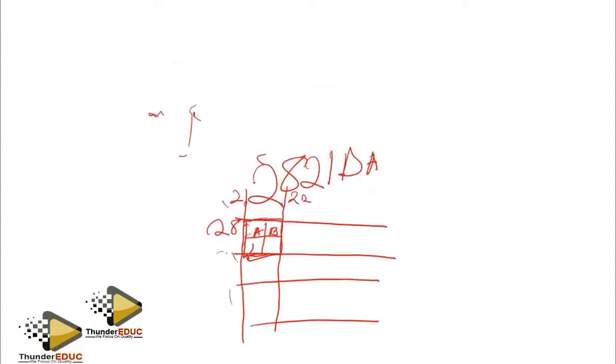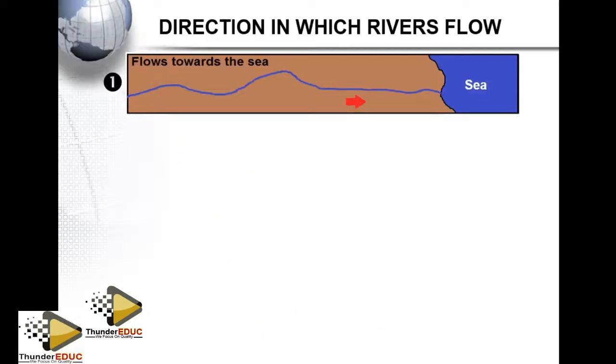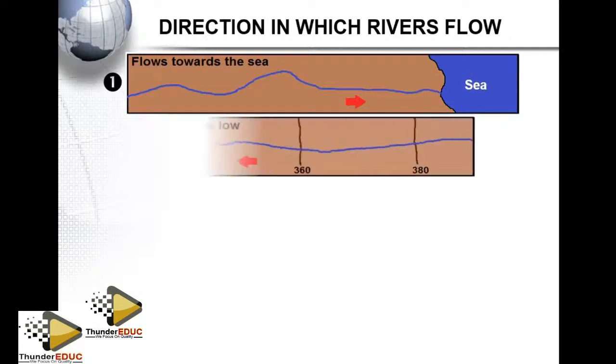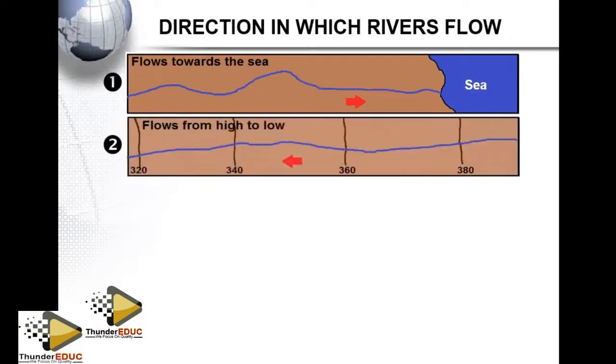This is C, and this is D. According to this, they are saying the big block of the river is the C. Therefore, this river is moving eastward. Okay. Number 2 is we use the contour lines.